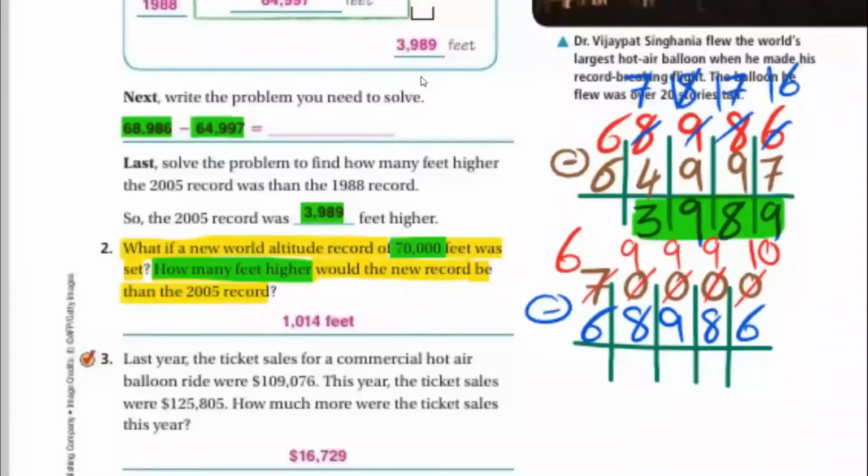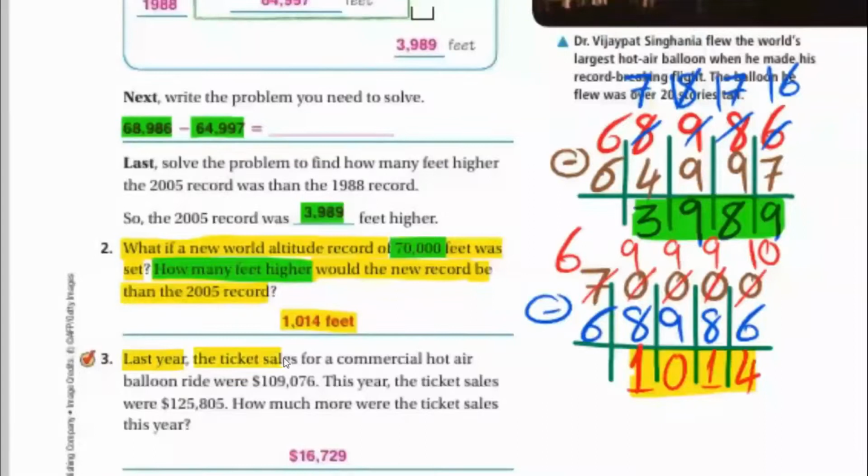10 minus 6 here equals 4. 9 minus 8 equals 1. 9 minus 9 equals 0. And 9 minus 8 equals 1. And 6 minus 6 equals 0. 0 on the left has no meaning, so cancel it. So our answer here is 1014, like that. Okay guys, let's move to number 3 here.